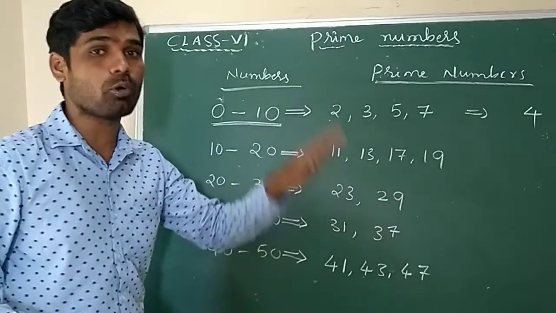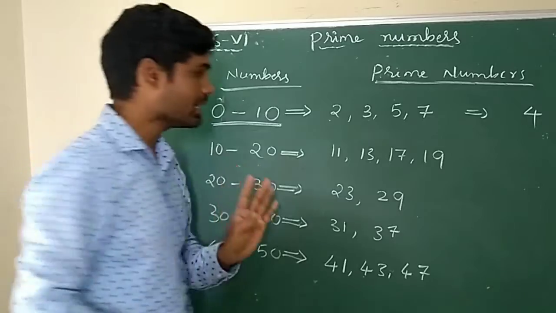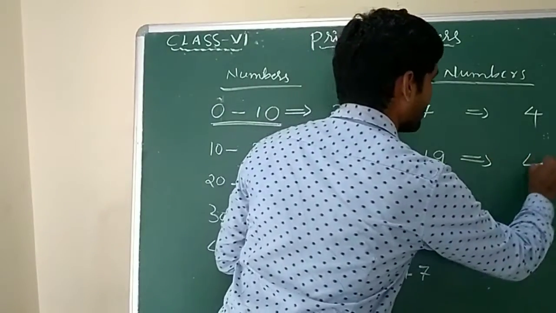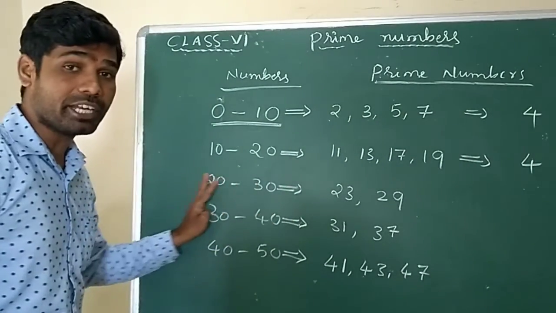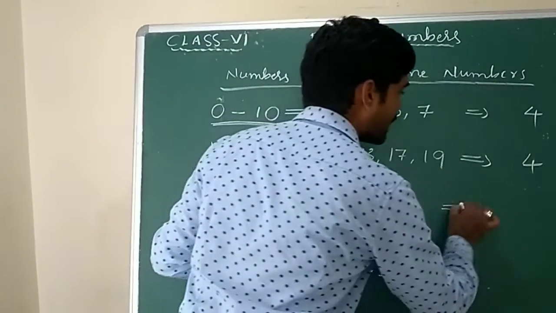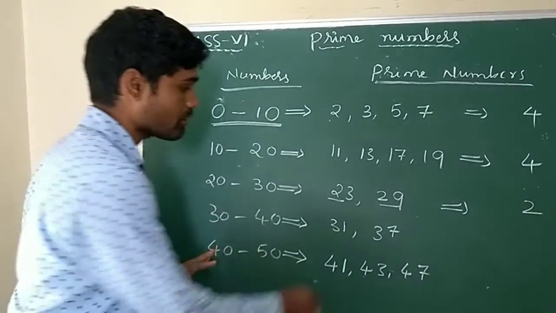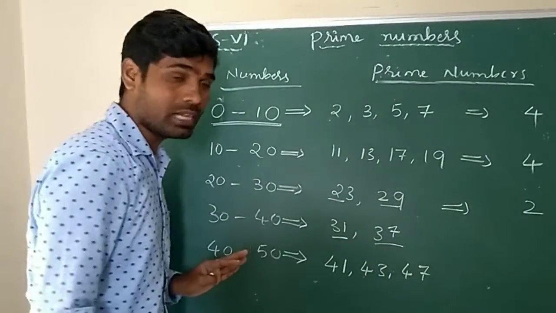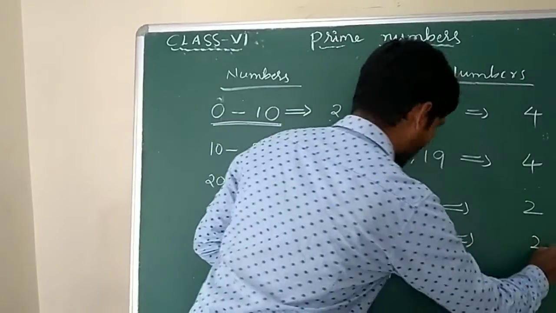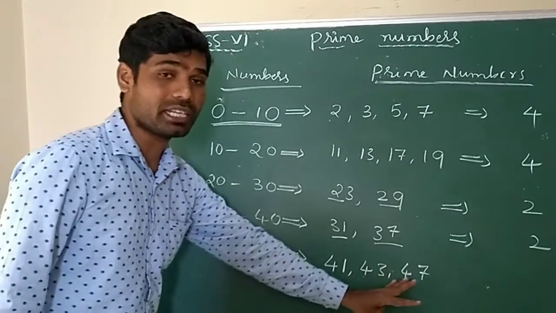Because they have only two factors, they will divide by themselves and one. Okay, so only two factors. These are also 4. From 20 to 30, only 23 and 29. So only we have 2. The next, 30 to 40. Here also we have only 2: 31 and 37. The next, from 40 to 50, you can see here 41, 43, 47.